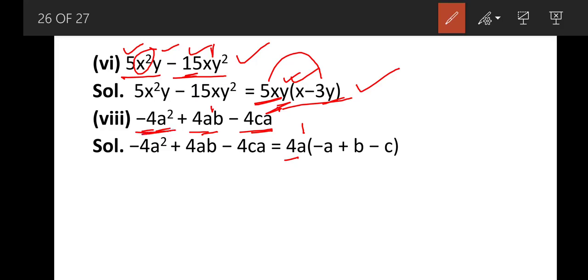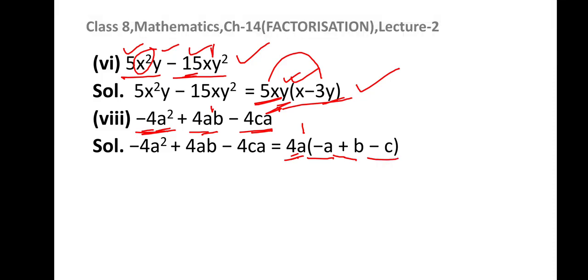What is left? 4 already taken out, minus a. 1 time I have taken out and 1 time it should be written inside the bracket, plus 4a already written out, b was left for this term, minus 4a already written out, minus c. This will be your answer.